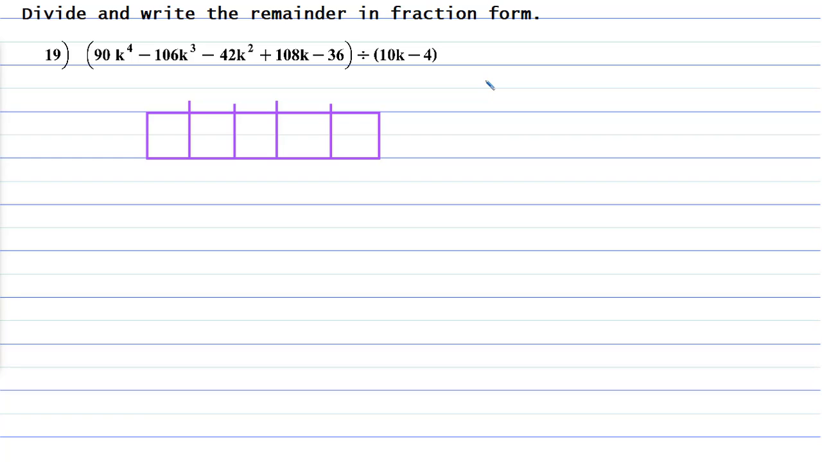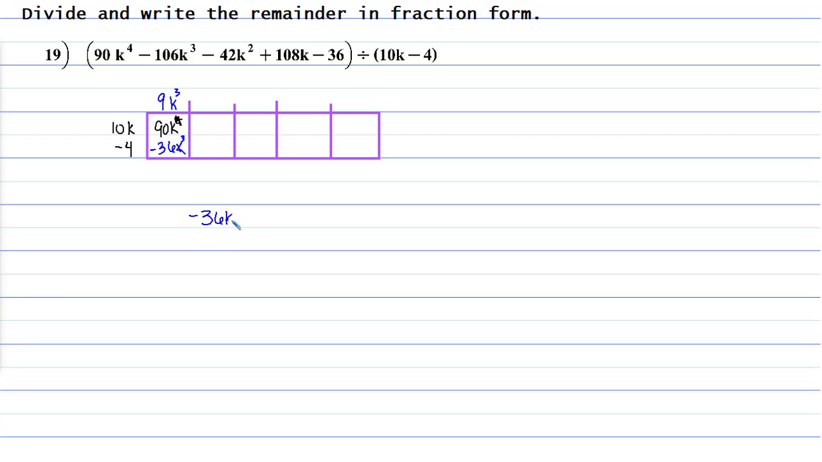So for this next set, we still have everything in order, but this time we have a bigger number we're dividing by. So we have 10k minus 4. So we have 90k squared. 90 divided by 10 gives me 9. K to the 4th divided by k gives me k cubed. Multiply to come down, we get negative 36k cubed.